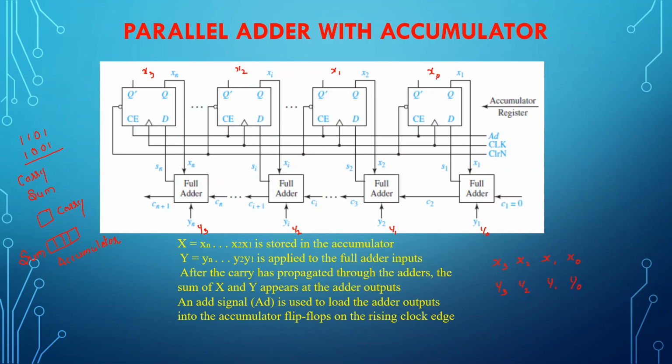After that, your data will be kept ready, that is, your x3, x2, x1, x0 will be kept ready, and you will give the clock input. After you give the clock input, the data to be loaded into these registers, or into the accumulator, will be loaded during the positive edge of the clock. After that, these numbers are kept ready to be loaded into your adders. Let's say that after the numbers are kept ready, you have activated this add signal, the signal which activates the addition process.